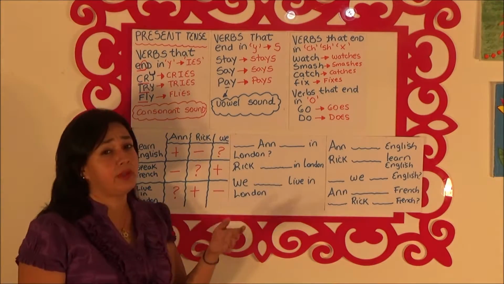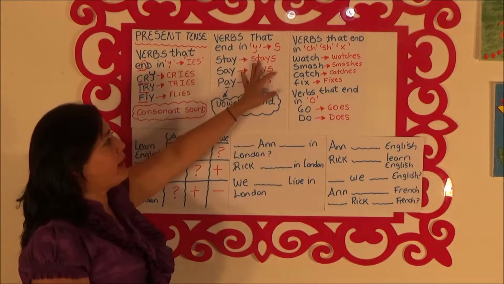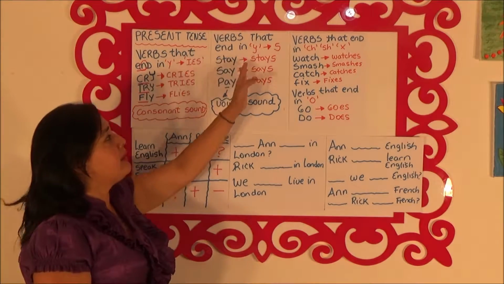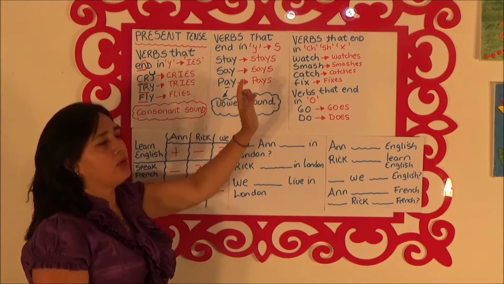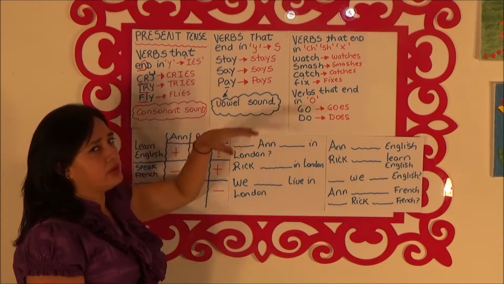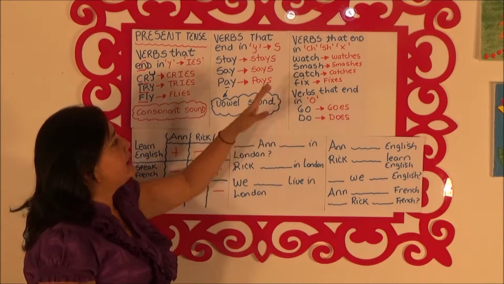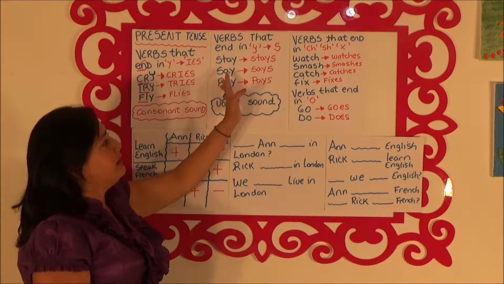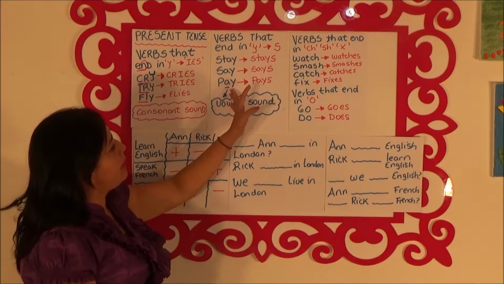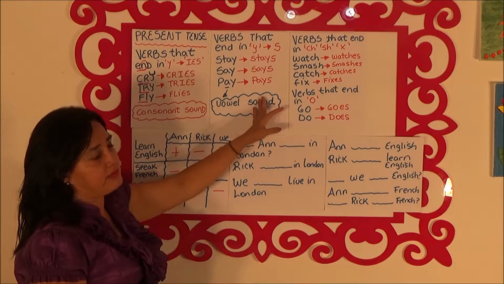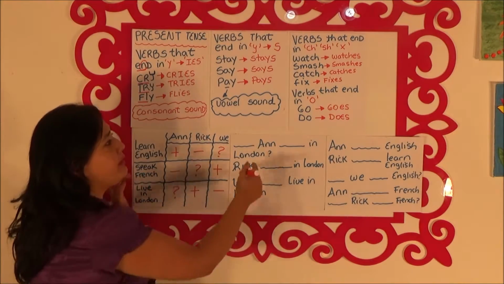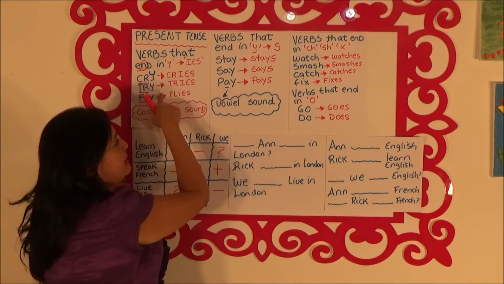Other kinds of verbs that end in Y but don't change into IES, where you add only a final S, are, for example, stay. In the case of he, she, and it, we have stays. Say, we have says, final S. Pay, we have pays, final S. And you may say, why, Gisela, if they end in Y, the same as here?